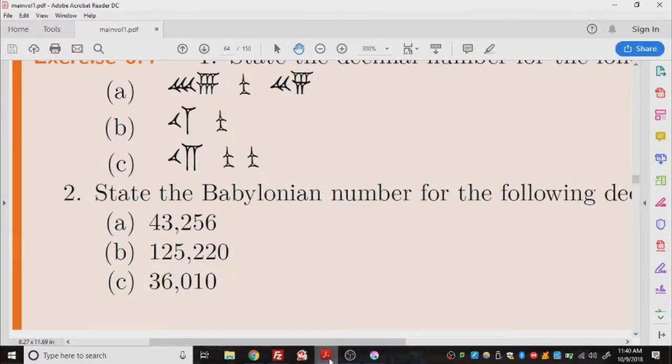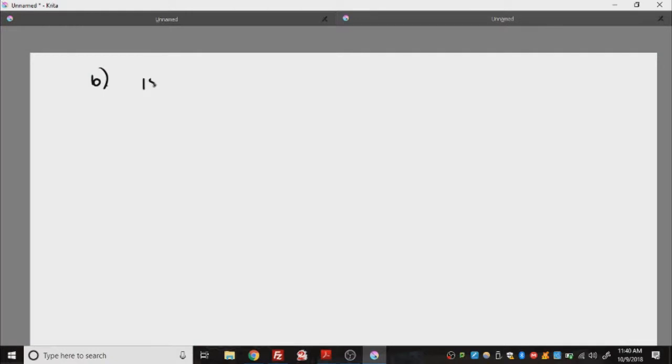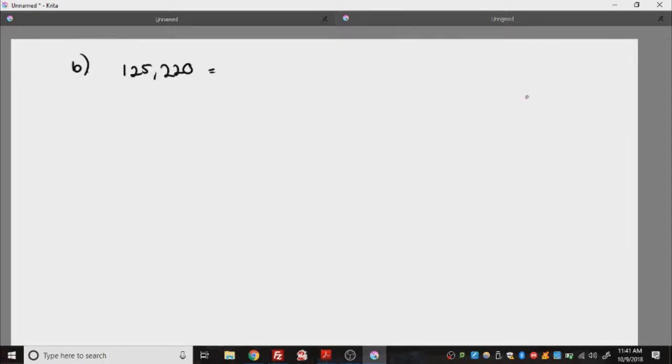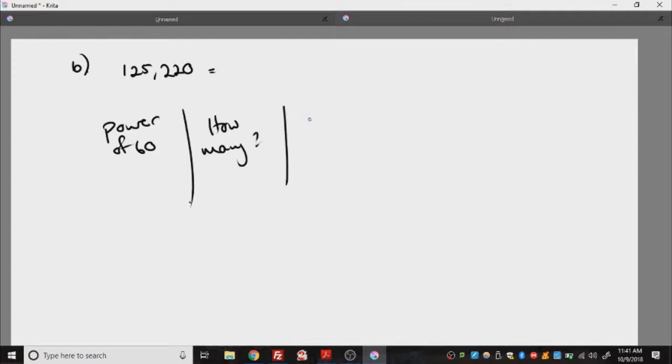B is the number 125,220. Again, you don't have to use the table. If you just want to split it, go right ahead. But the table is there to give some structure to your calculations and keep track of everything. The more you write down, the less you have to keep track of in your head.